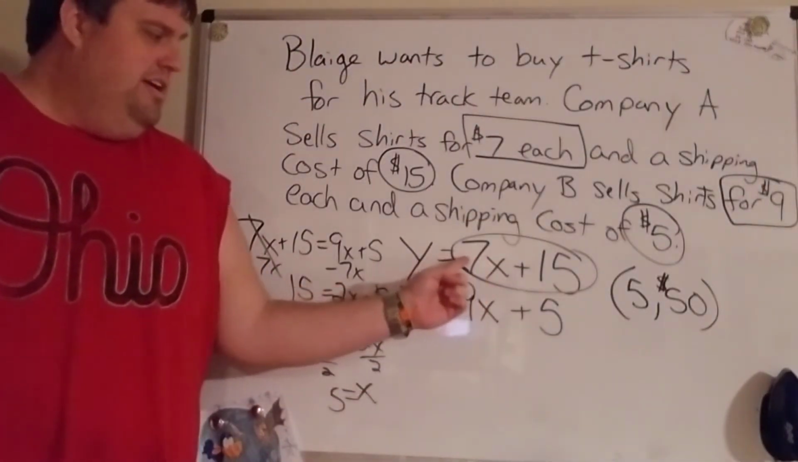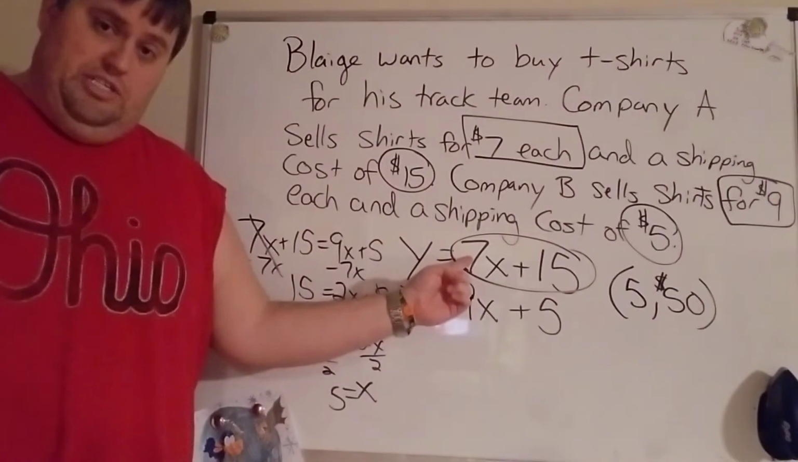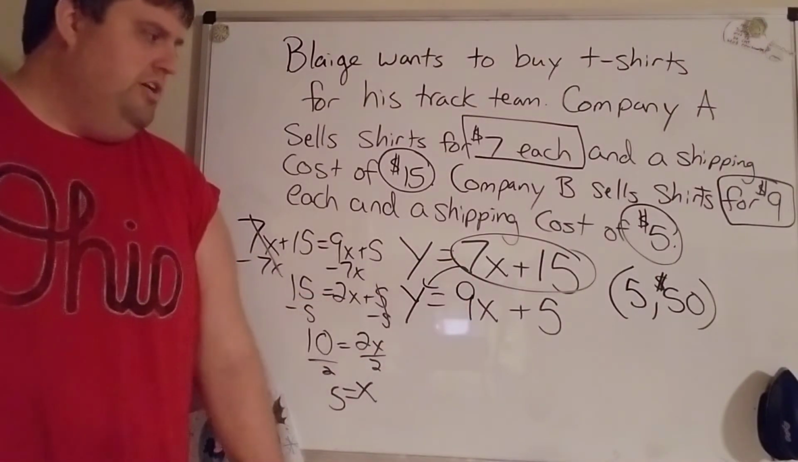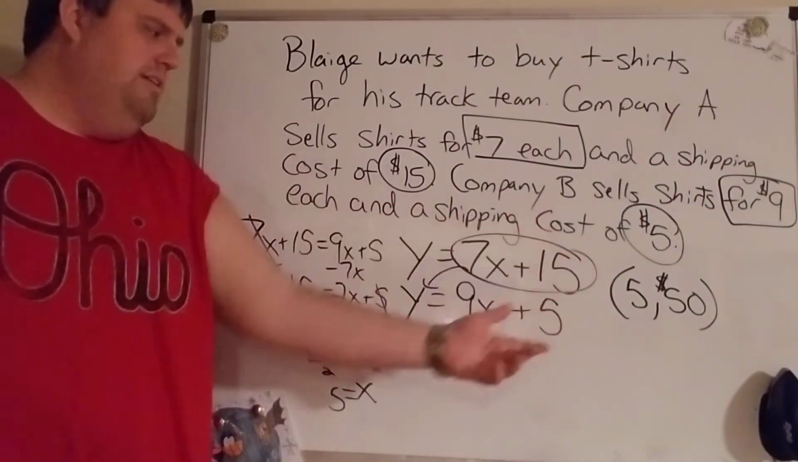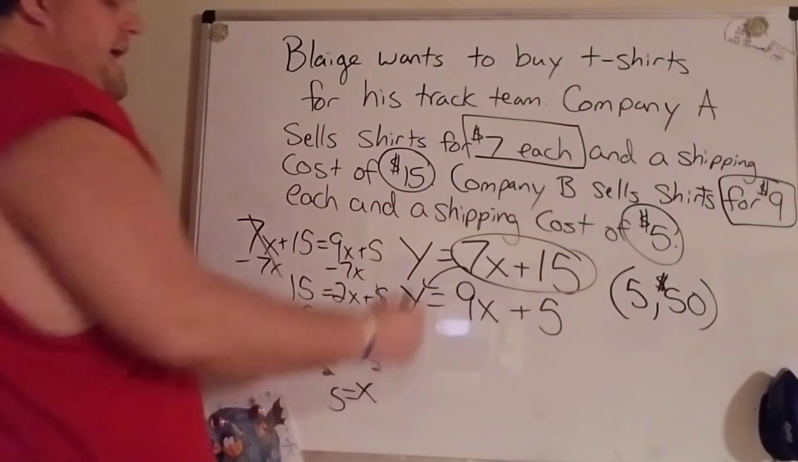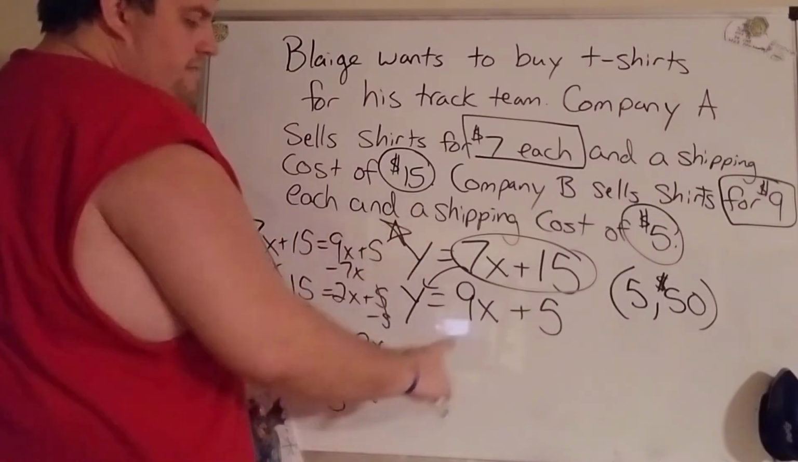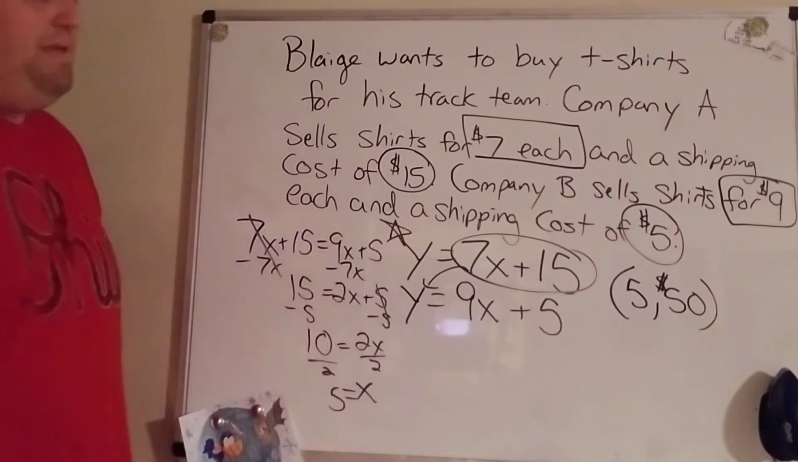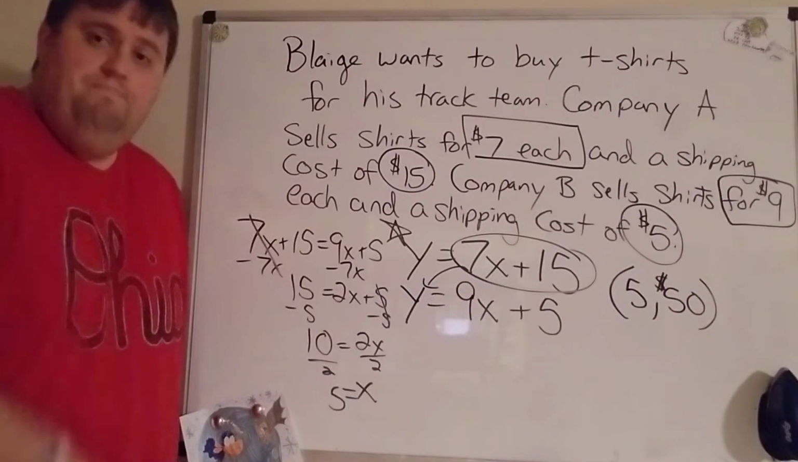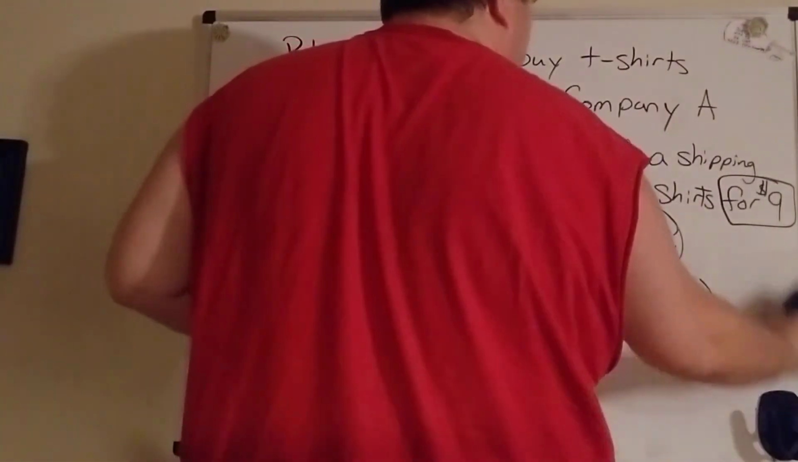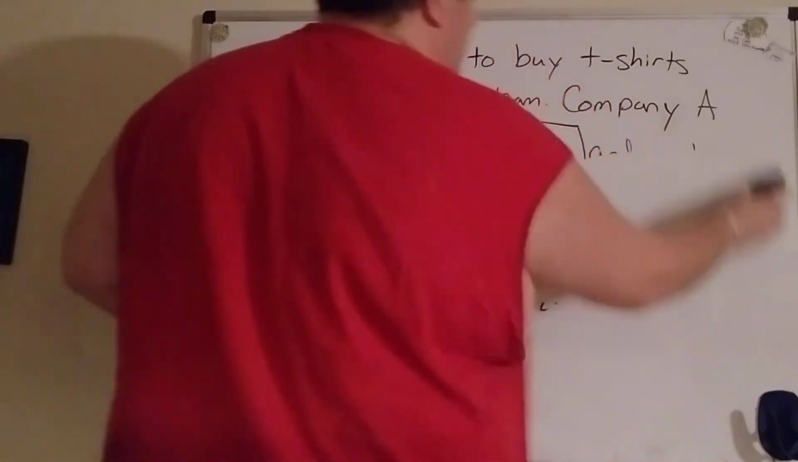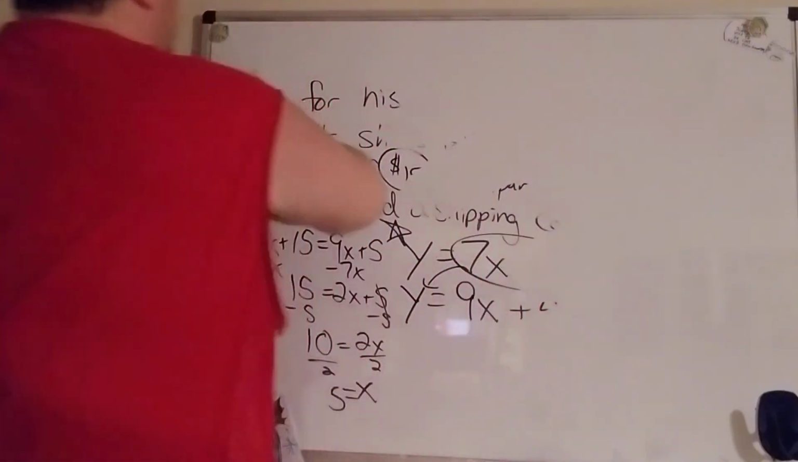After that, the cheaper shirt, right? This one only costs $7 per shirt. That's going to be the better deal. So if I want to order more than 5, I should go with company A here. If I want to order less than 5, company B is going to be a better deal for me. Okay? So that's kind of the idea there. I just want to show you a couple different things, and then we'll rock and roll through this thing, all right?